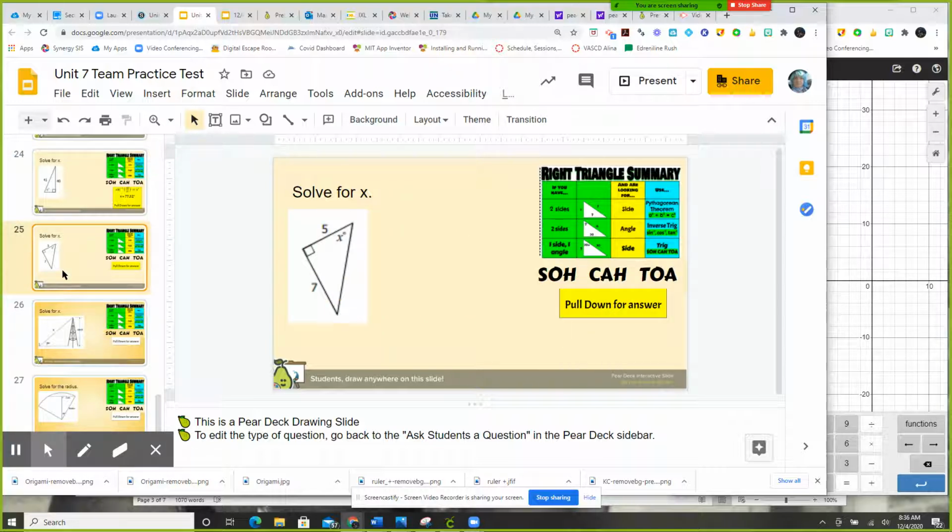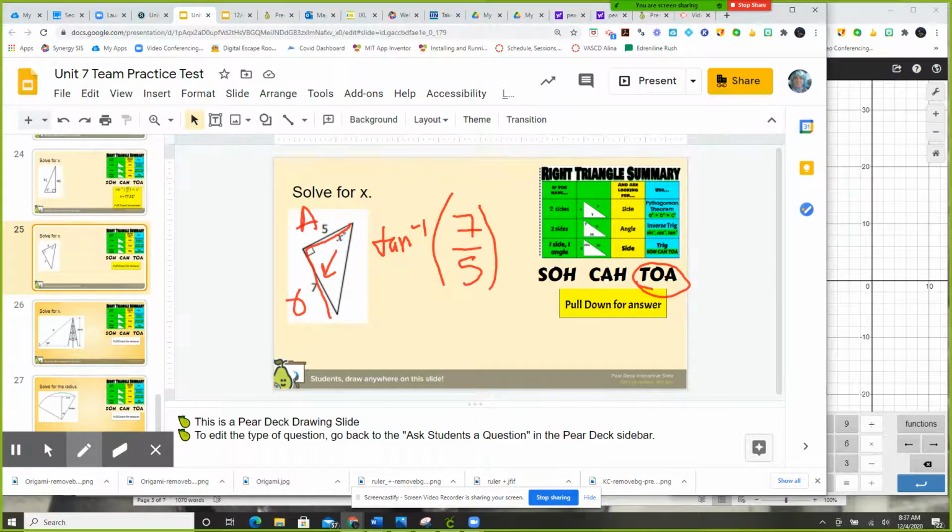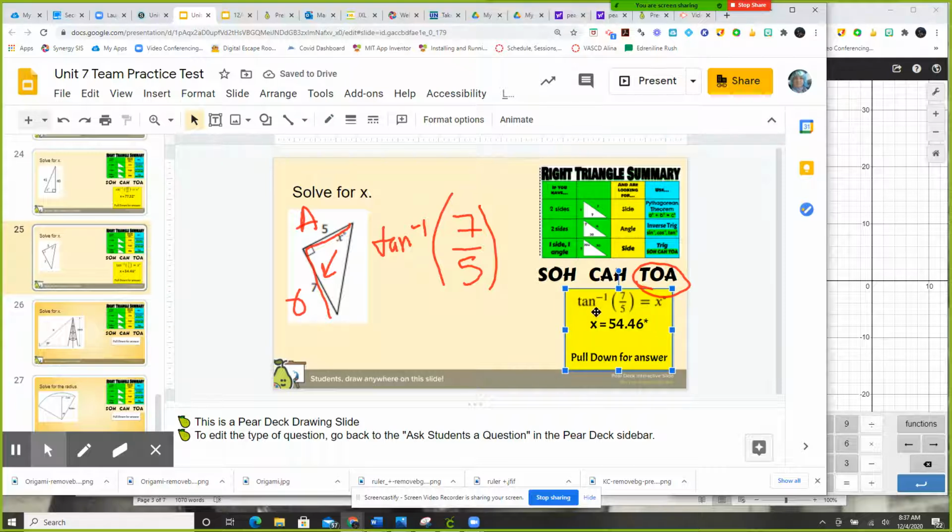Yeah, okay. So let's look at 25. I'm gonna do the same thing, gonna do it fast. I've got my O, and I've got my A because I've got two legs. So if I have legs, that's automatically tangent. So I do tangent -1 because I'm looking for an angle. And what rises to the top like a bubble? The 7. So 7 over 5. Put that in your Desmos real quick. Hopefully it's not being silly. Inverse tangent 7 over 5. And see if I'm correct, 54.46. Woohoo!